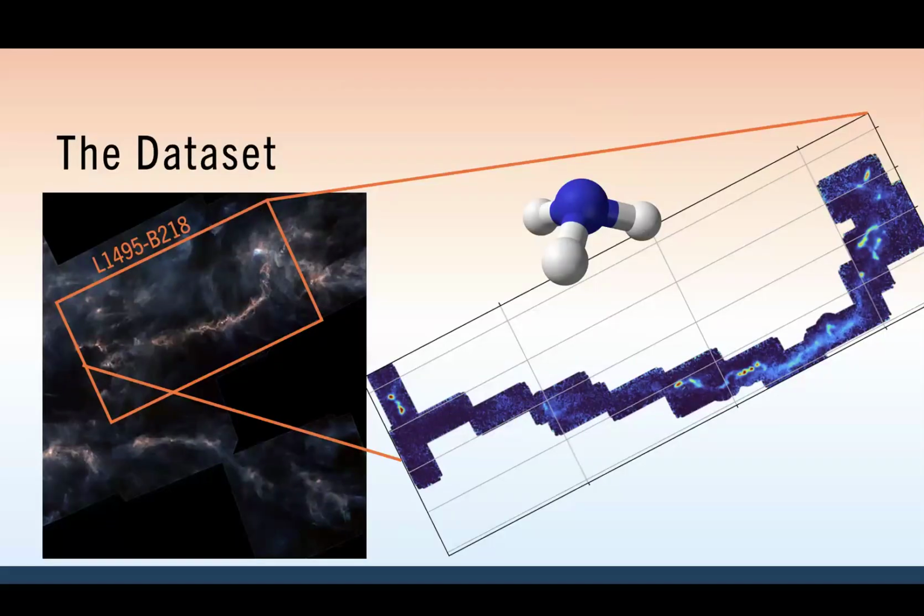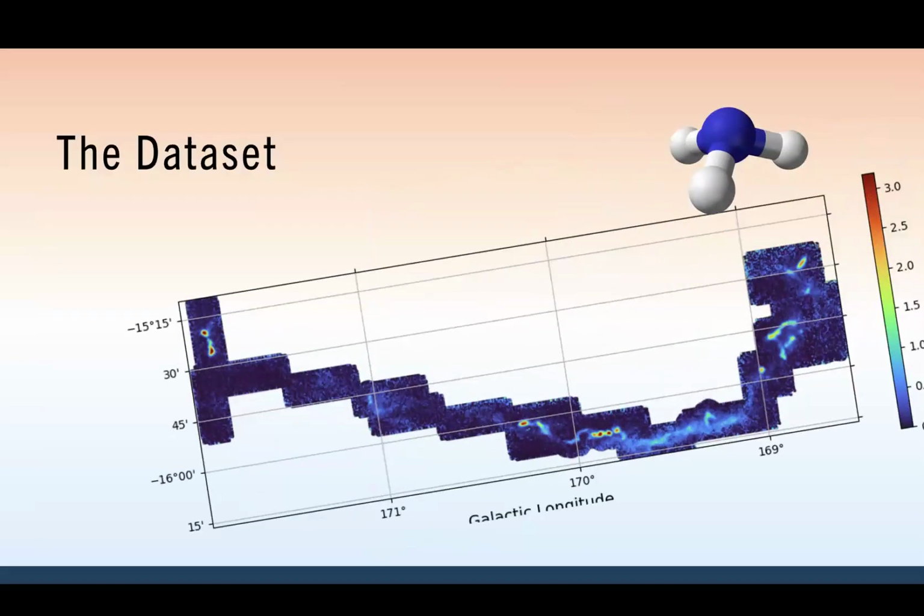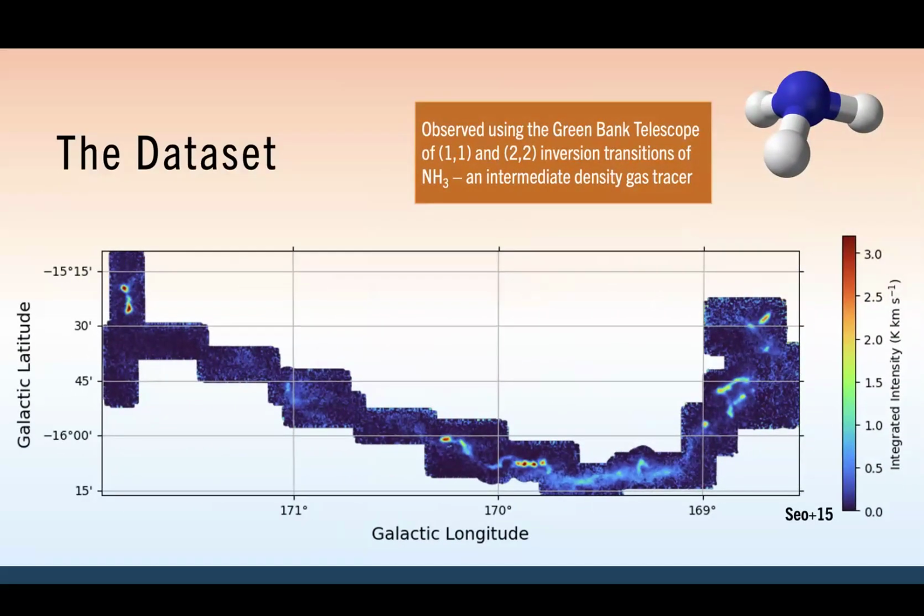So in this data set, instead of using a line in the radio like CO, we'll be using ammonia, which is shown here, NH3. This data set was originally observed using the Green Bank telescope to observe both the 1,1 and 2,2 inversion transitions of ammonia, which is an intermediate density gas tracer. And so we'll be tracing mostly higher density environments than what is able to be done with CO.